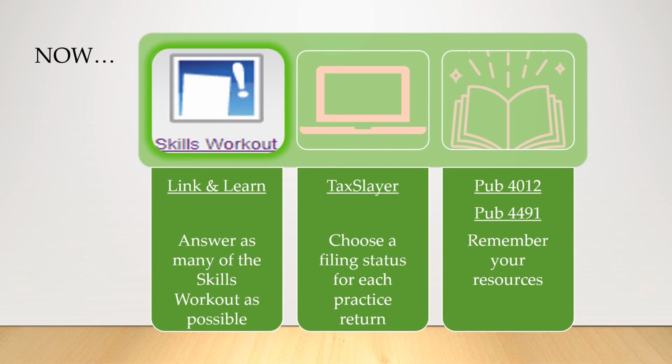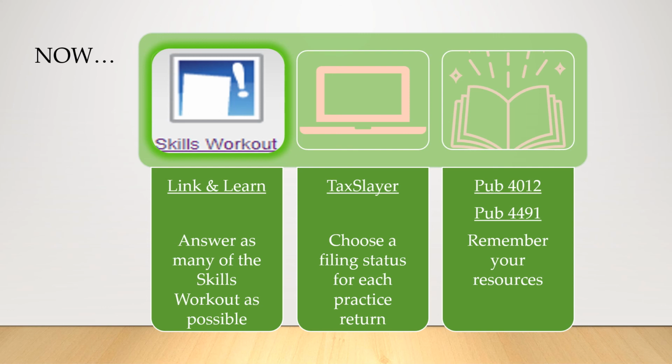Alrighty, folks. Now that we've covered our 5 filing statuses, single, married filing joint, married filing separate, head of household, and qualified widow or widower, here's what I want you to do. Head on over to Lincoln Learn, to the page with this lesson, Filing Status, and click on the Skills Workout icon. Then answer as many of the Skills Workout questions as possible. This can be a little bit of a tricky area in tax, so I want you to feel as intuitive with it as possible.